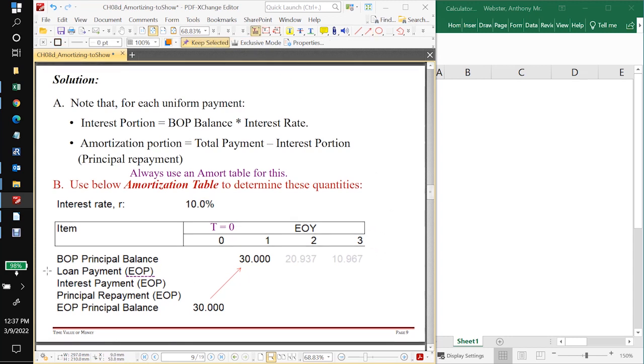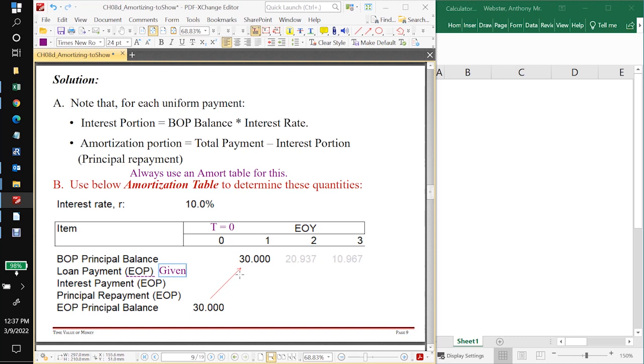Let's go line by line and try to fill in everything for year 1. Then you'll see we'll be able to do the same thing very easily for years 2 and 3. So what's our loan payment? Our loan payment is given in this case.